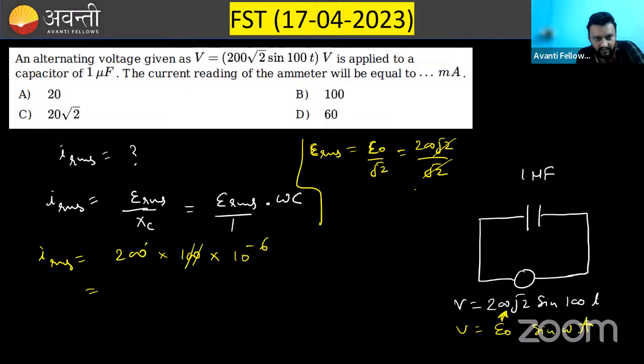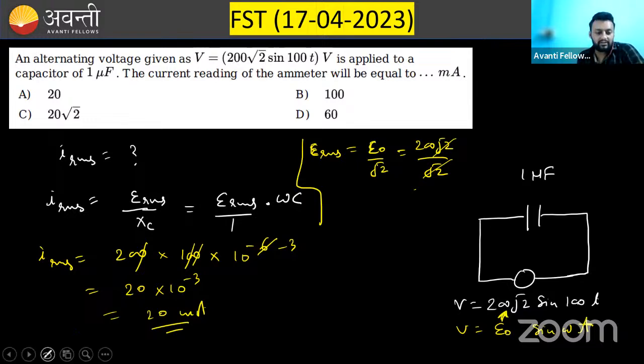If I cancel these 3 zeros, it will become minus 3. So that is 20 into 10 raised to the power minus 3. That is 20 milliampere. Why did I cancel only 3 zeros? Because the answer was asked in milliampere. So I want power minus 3 to remain there. That's why I have cancelled only 3 zeros. So 20 milliampere is the answer. So that is option number A. Clear, I think.